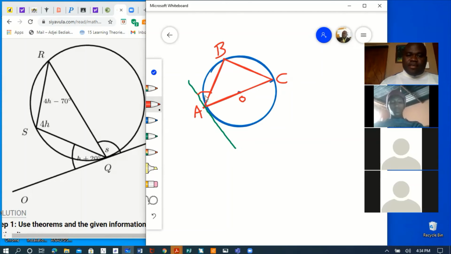Now, because of this chord, we have a segment this side. There is a segment here. If you look here, you see this side? Yes, sir. This is a segment. That space is a segment. And then, because that is a segment, this is also a segment, this side, the whole of this side.